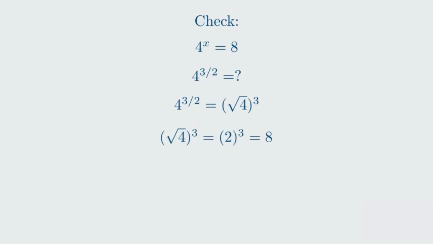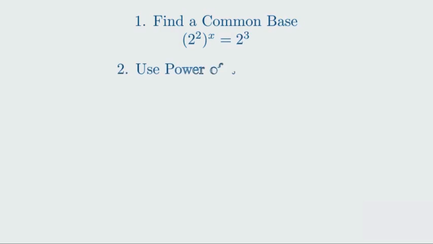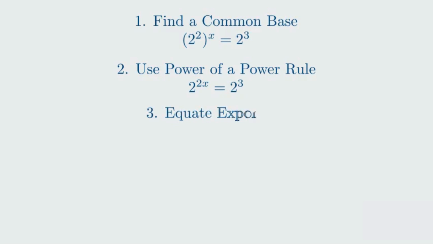Let's quickly recap the steps we took to solve this problem. First, we identified the problem type. An exponential equation where the variables are in the exponents. Next, and this is the most critical step, we rewrote the numbers 4 and 8 using their smallest common base, which was 2. This gave us 2 squared, all to the x, equals 2 cubed. Then we used the power of a power rule of exponents to simplify the left side, resulting in 2 to the 2x equals 2 to the 3. Finally, because the bases were the same, we set the exponents equal to each other, which gave us a simple linear equation. 2x equals 3. Solving this gave us our answer, x equals 3/2.